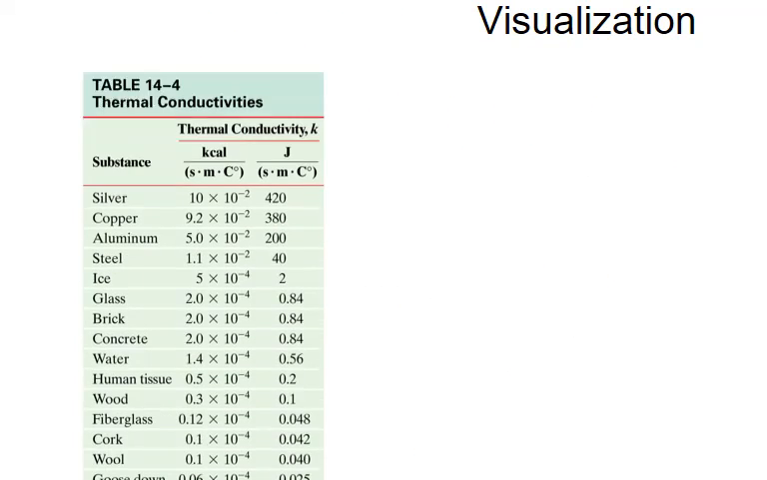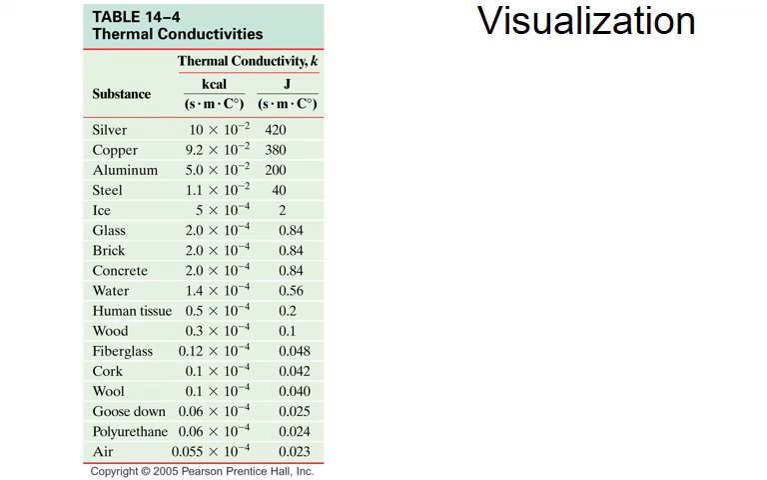And so there are lots of different types of thermal conductivity. Some conduct things much easier than others, so we could look at different things here. Silver is an excellent conductor, right? Whereas wood is a very poor conductor. And wool is a very poor conductor. And then look here at air. Air is a really poor conductor.